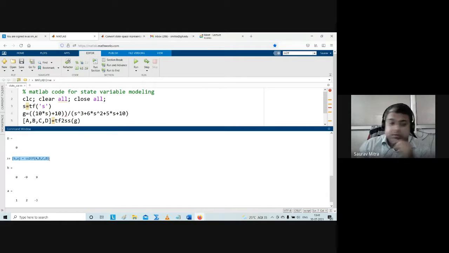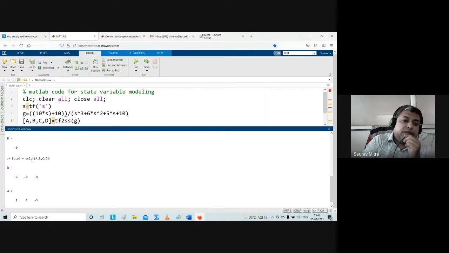Can you tell me what is meant by 0 minus 9, 9, and what is 1, 2 minus 3? So 1, 2 minus 3 means s square plus 2s minus 3, that is the denominator. Okay, so if you again see b comma a, b comma a is nothing but numerator comma denominator. So numerator coefficients and denominator coefficients will be found out if ABCD matrix is given in the code.